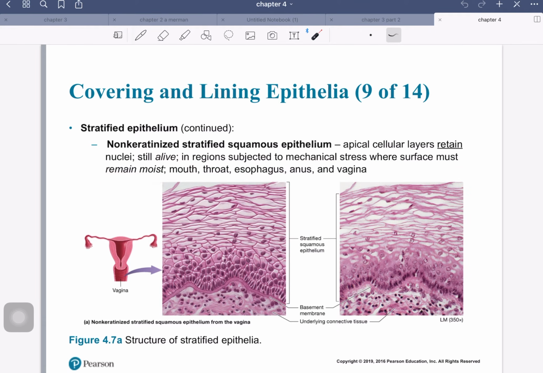Where do we find this? Well, look at some of the examples: the mouth, the throat, the esophagus, the anus, the vagina. So these are areas, yes, there is stress there. There is a lot of mechanical force, but we don't want the same type of stratified squamous epithelium we have on our outer skin, which has all those dead, really tough armored cells, because of the nature of the location. We don't want it to be keratinized. But all these layers still give you a fair degree of protection. And you can see even out here in the outer layers, the presence of the nuclei.